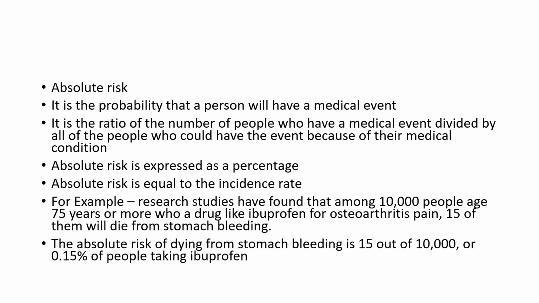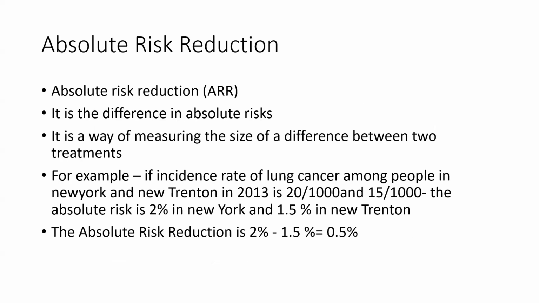For example, a research study has found that among 10,000 people aged 75 years or more who take a drug like ibuprofen for osteoarthritic pain, 15 of them will die from a stomach bleed. The absolute risk of dying from a stomach bleed is 15 out of 10,000, or 0.15% of people taking ibuprofen.